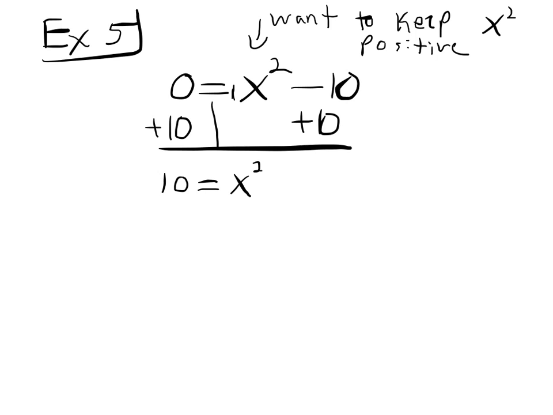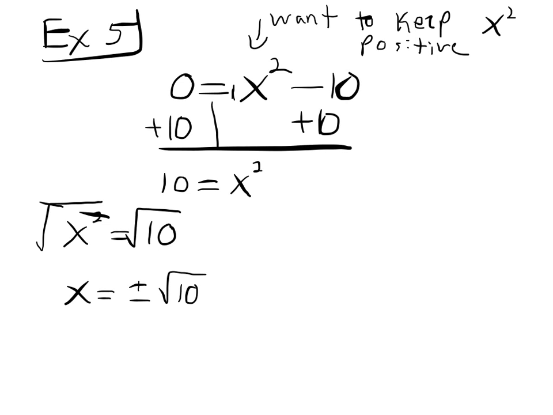Now, if you want, you can change the order of this and rewrite it so that x squared is on the left. Again, that doesn't change the value of it at all. And then we need to take the square root of both sides. That will cancel. So x is equal to plus or minus the square root of 10.